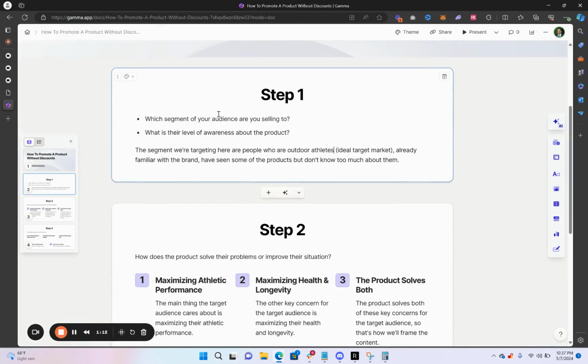Step one: which segment of your audience are you sending to or selling to? And what is their level of awareness about the product? The segment that we're targeting here are people who are outdoor athletes, which is the brand's ideal target market. That should be a given, but just for context, they're already familiar with the brand and they've seen some of the products, but they don't know too much about it. And this is pretty common. It's basically people who have been to the brand's website, they've seen them on social media, they've been served an ad or whatever, but they haven't dug super deep into the product.